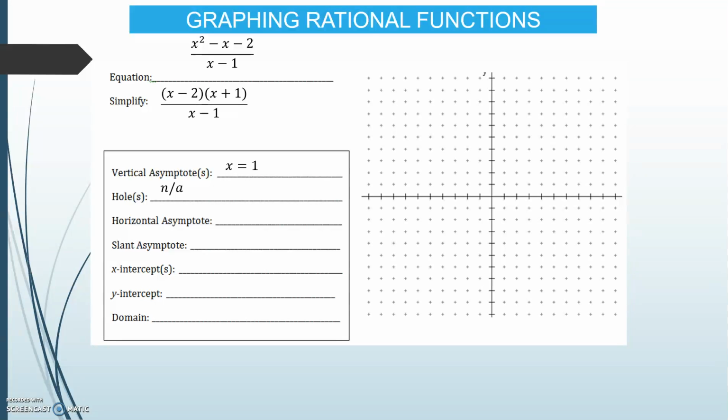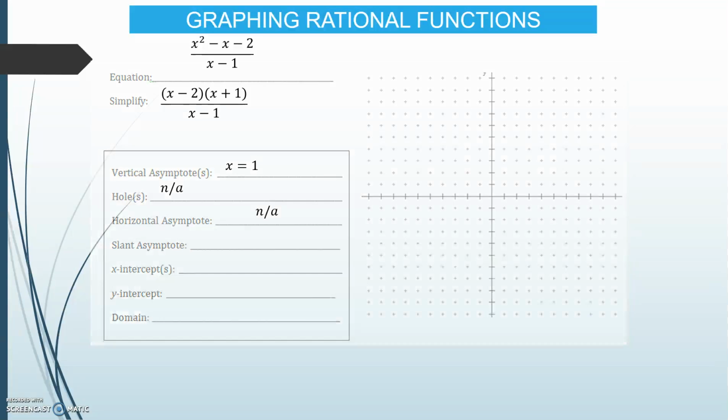Then we're going to go through and compare our numerator and denominator degrees, and I see that the numerator is greater than the denominator, and since that happens, we don't have a horizontal asymptote. Since we don't have a horizontal asymptote, that means we have a slant asymptote, unless this was a special case. But since this doesn't simplify down to a linear equation, we don't have a special case. So we're going to divide.